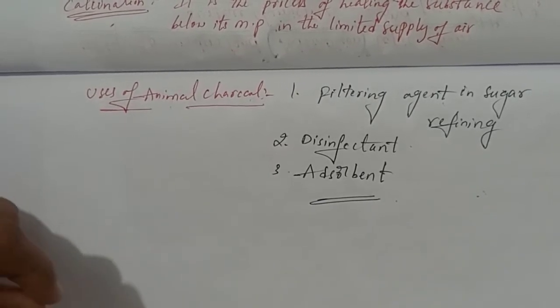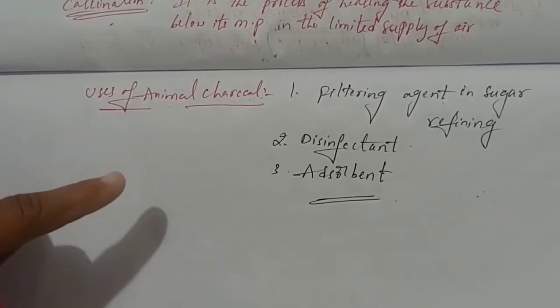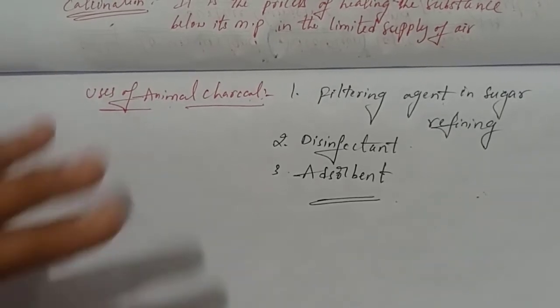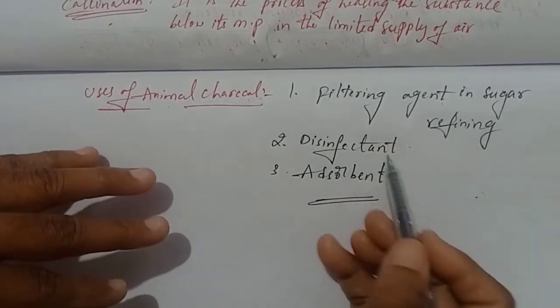Calcination is a process of heating the substance below its melting point in the limited supply of air. That is nothing but calcination. Understanding? So we are using this as a filtering agent, in sugar refining, like this.